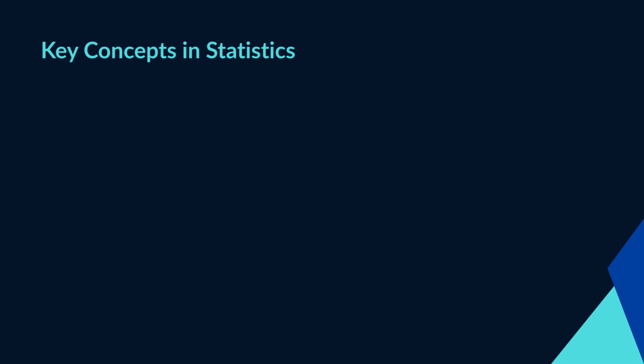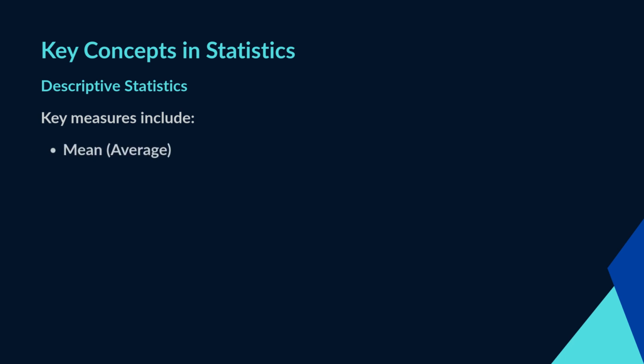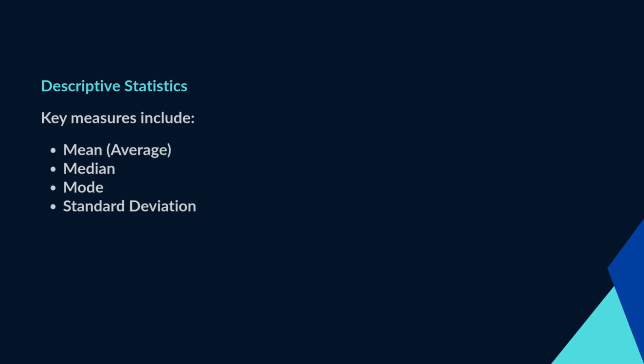Key concepts in statistics. Descriptive statistics. Descriptive statistics summarize and describe data to help you understand it better. Key measures include mean, that is the average, the sum of all values divided by the number of values; median, the middle value when data is sorted; mode, the value that occurs most frequently; and standard deviation, which measures how spread out the data is from the mean. These measures help you quickly grasp the nature of your data.